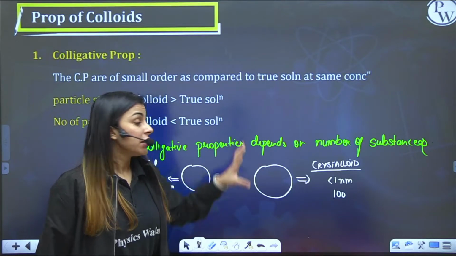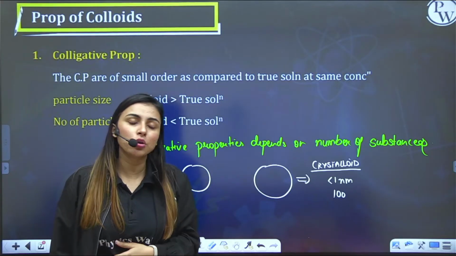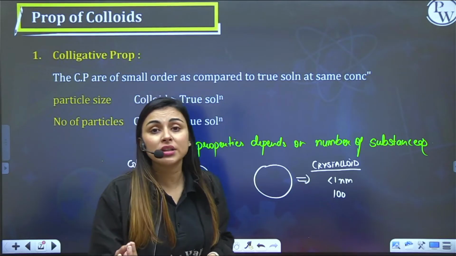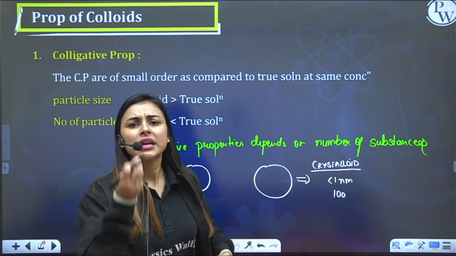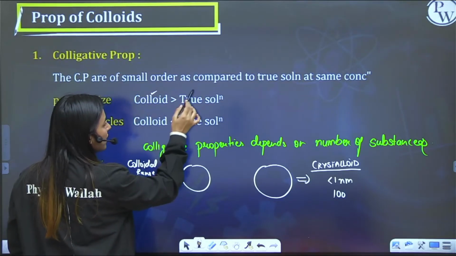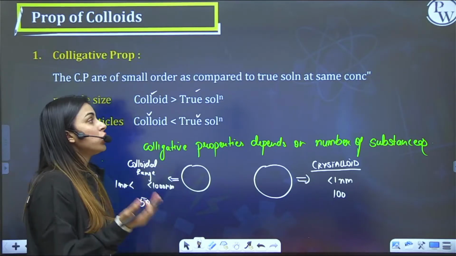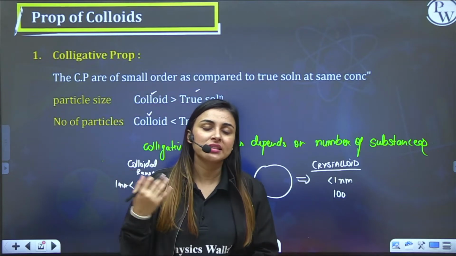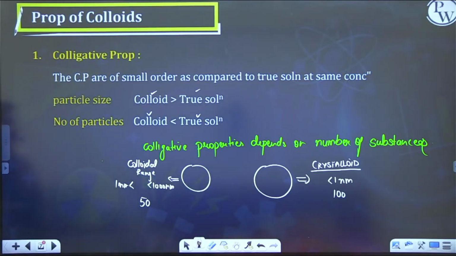If the number of particles in the crystalloid range are more, and you know that colligative properties actually depend on number, then the colligative properties of your true solution will be more as compared to the colloidal solution. I hope you get this point. That is the point, my dear students. The colligative properties of a colloid are of small order as compared to that of the true solution at the same concentration. So the particle size is more for colloid than true solution. Then the number of particles of colloid will be less than the true solution, and so the colligative properties are more for the true solution as compared to the colloidal solution. I hope you get this point. Perfect. Please write it down and then we'll move forward.